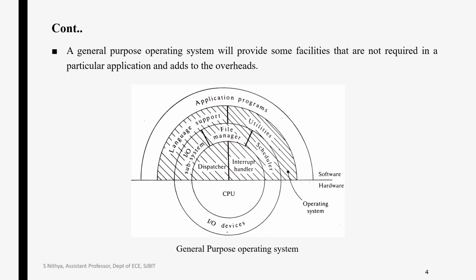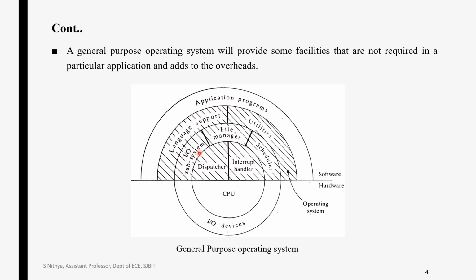So this is the general structure of an operating system, which provides all the facilities that are not required in a particular application and adds to the overhead. Here in this diagram, there is a division between the hardware and the software. In hardware it is the CPU and the input output devices. In the software there are multiple divisions. On the top layer is the application program, and the next is language support, the languages which support that application, and the utilities. So in that, everything is nothing but an operating system.